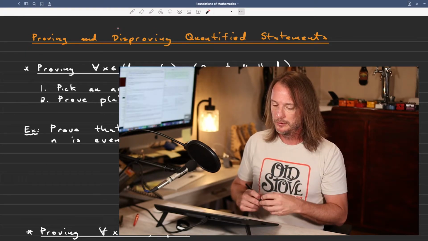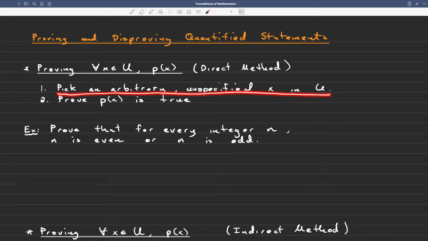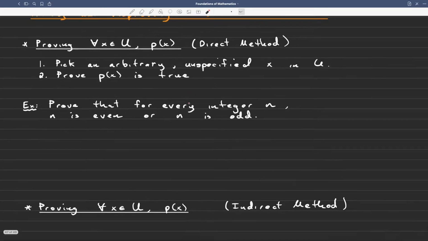So let's start with proving universally quantified statements here. And I'm calling this the direct method. So in the direct method, you pick an arbitrary unspecified element, x, in the universal set U, and then you just prove that p of x is true for that arbitrary unspecified element. Since when you pick x, you don't specify it, and it could represent any one of them, proving it for this arbitrary one is proving it for all the possible values of x at the same time. So you don't have to do a different case for every element in the set U. You just pick an arbitrary one.